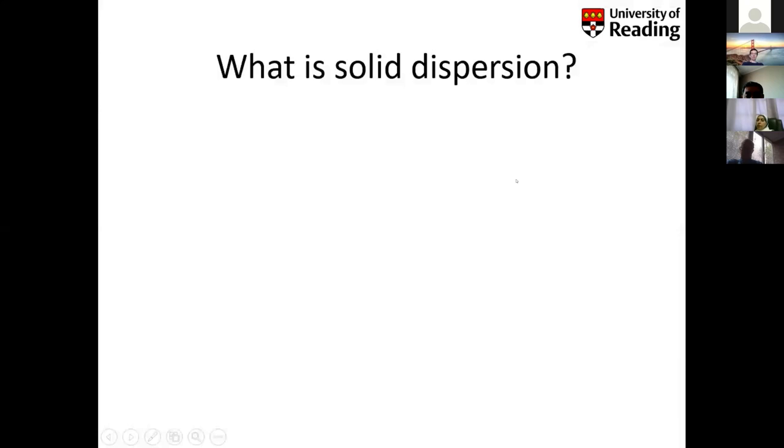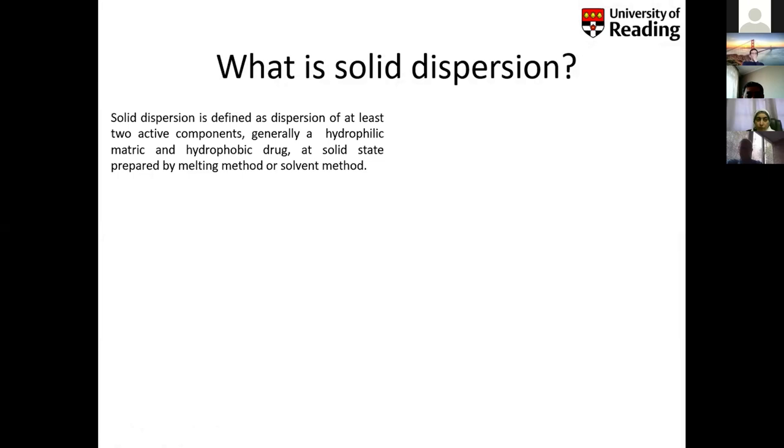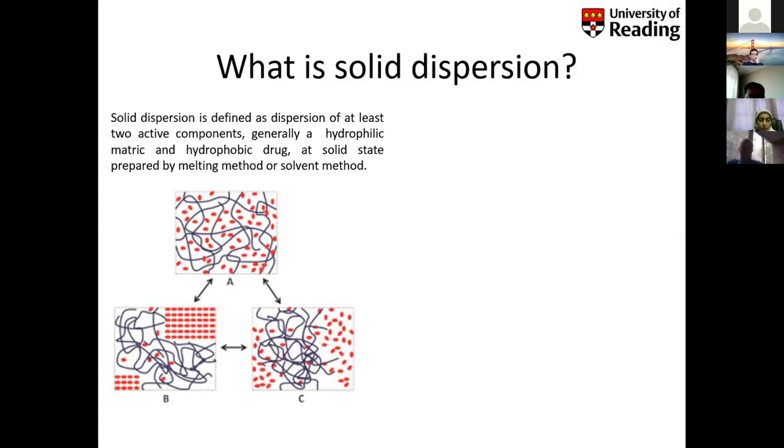Solid dispersion is defined as a dispersion of at least two active components, generally a hydrophilic matrix and a hydrophobic drug, in a solid state, prepared by melting method or solvent method. So there are three possible structures of solid dispersion.